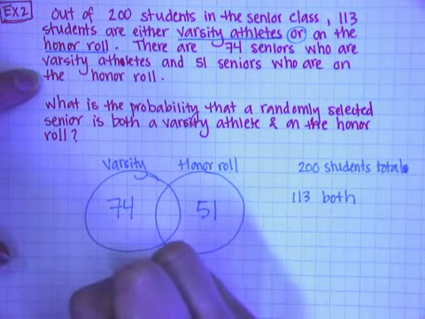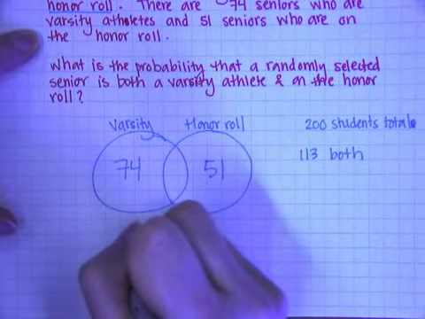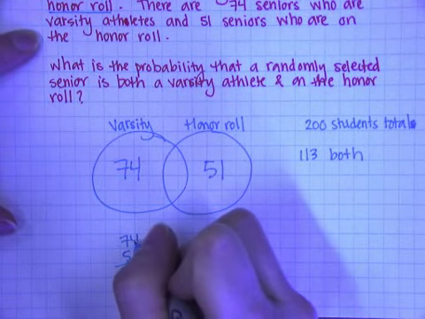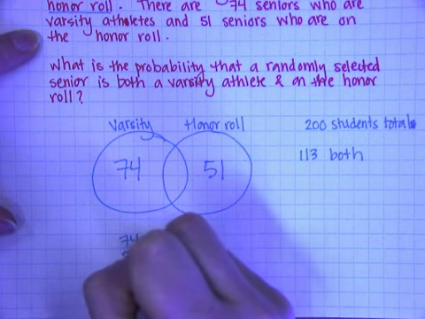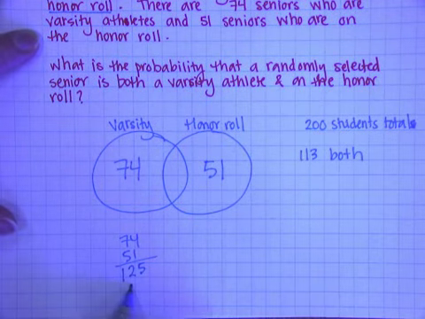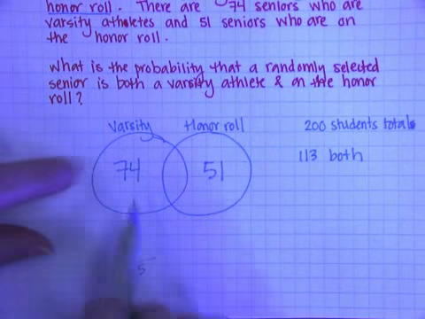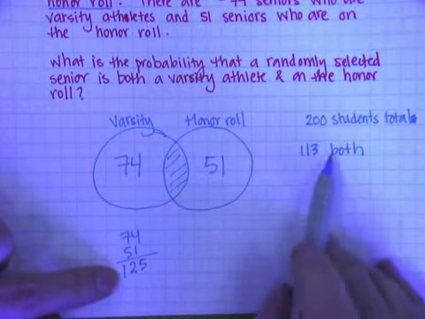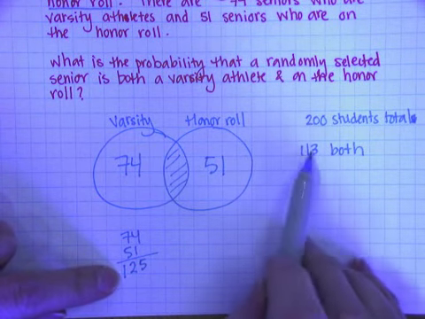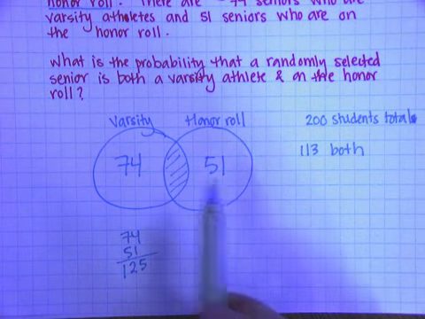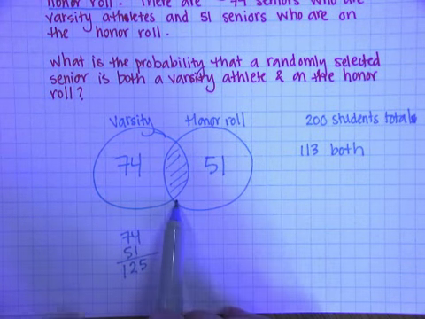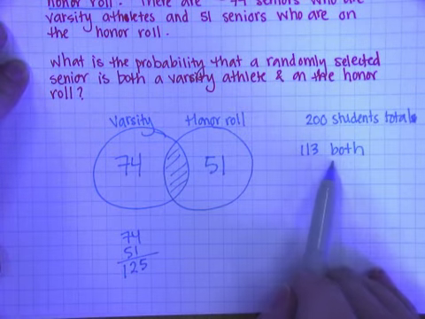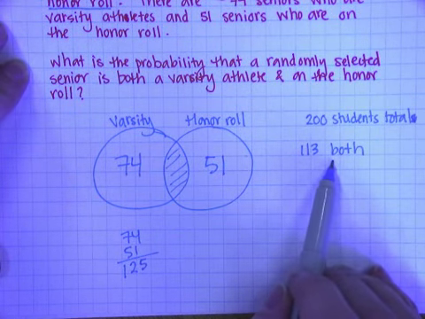Now if I take 74 and I add 51, let's see, 4 plus 1 is 5, and 7 plus 5 is 12. So I get 125 students here. Well, what that tells me is that there are some students in this overlap because I've double counted. I know that there's only 113 students who are one or the other or both, and so I want to figure out what this overlap is.